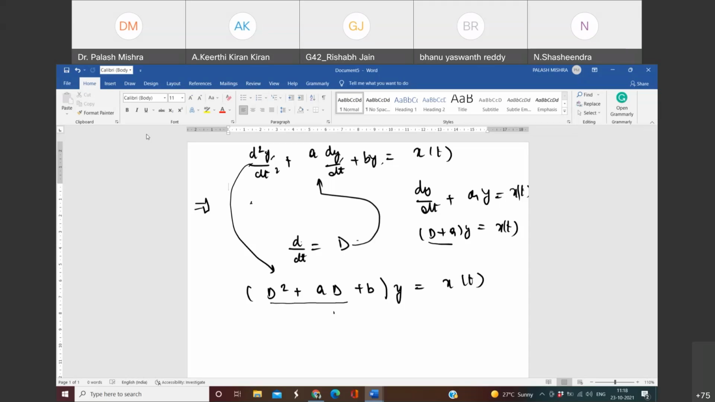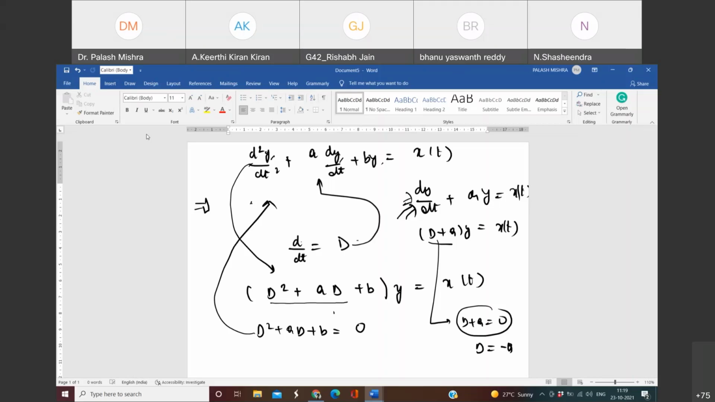Now I'm telling you how to directly write the equation. For this first order circuit, whatever be the coefficient of y is known as its characteristic equation. I mean D plus a equals 0 is the characteristic equation for this differential equation. Similarly, D square plus aD plus p equals 0 is the characteristic equation for this differential equation. And why is this characteristic equation required? You have to just find the roots of this characteristic equation, and then directly you can write the answer. So the root of this characteristic equation is D equals minus a.